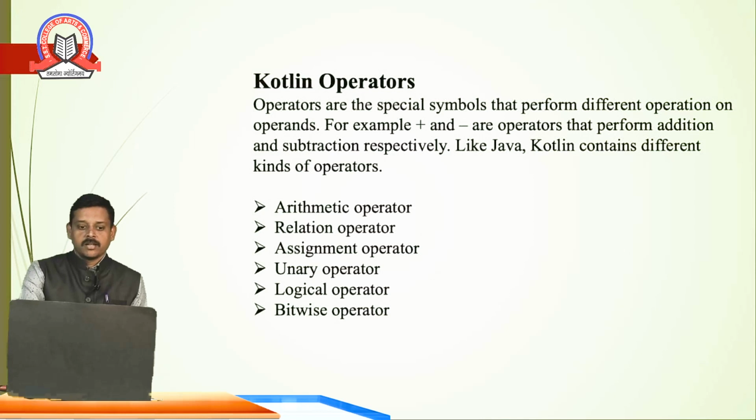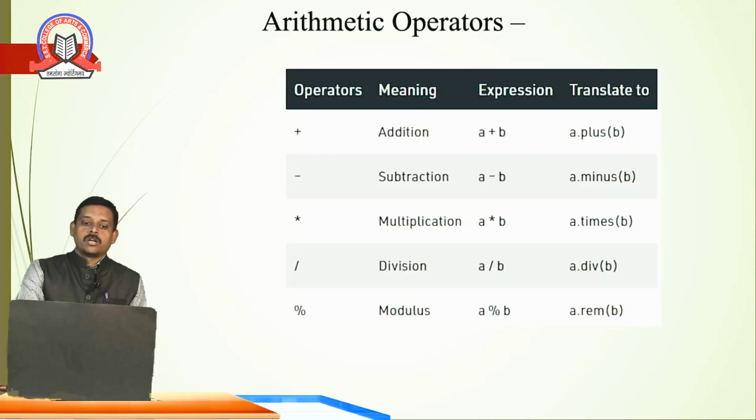So friends, let's start with arithmetic operators. Arithmetic operators are the operators which we use for mathematical calculation between multiple operands. As you can see on the screen, there are several different types of operators. In arithmetic operators, the symbols are the plus sign, the minus sign, the asterisk symbol, which is used for multiplication, the slash, which is used for division, and the percentage sign, which is used for modulus.